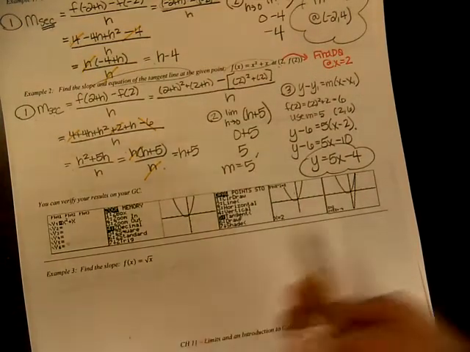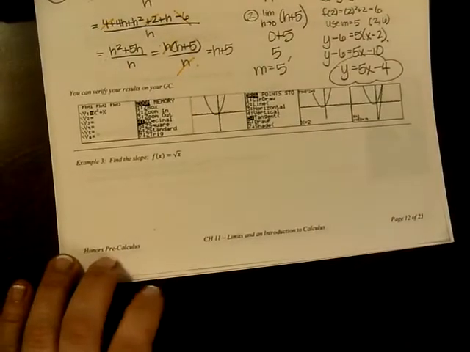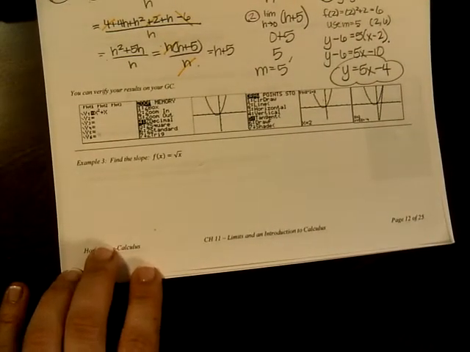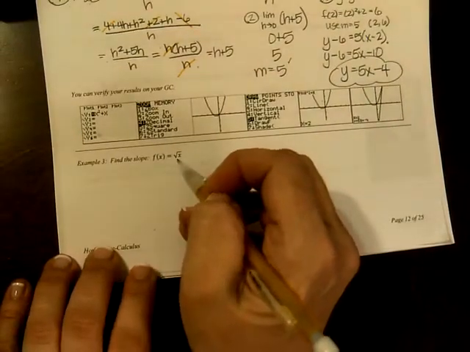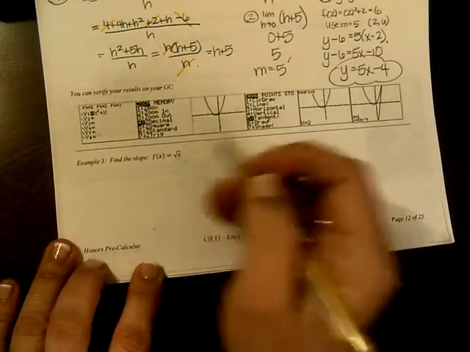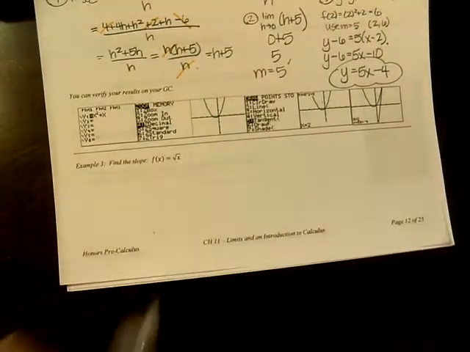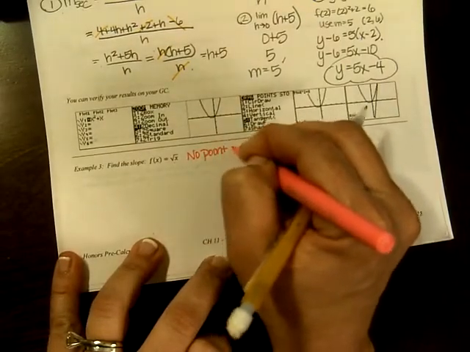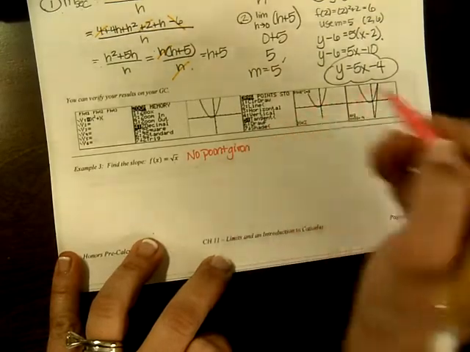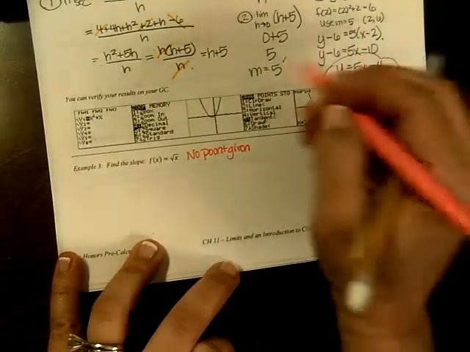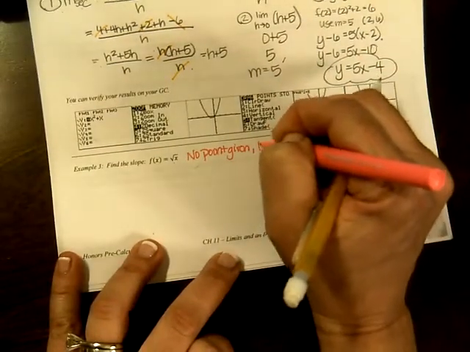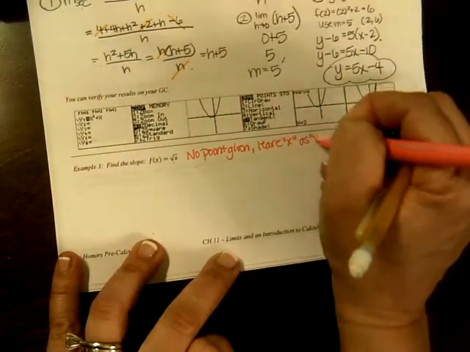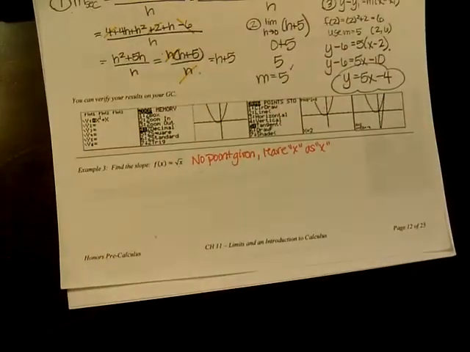All right, so let's try example 3, where they want you to find the slope of f of x equals the square root of x. So again, they didn't give us a point, so when there's no point given, which is actually what you're going to be seeing more of going forward, just leave x as x instead of substituting a value in.